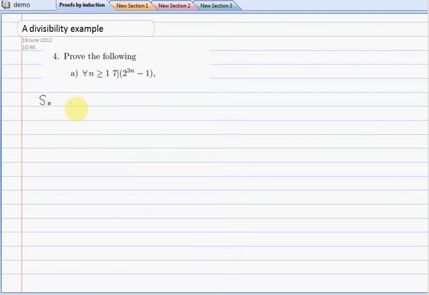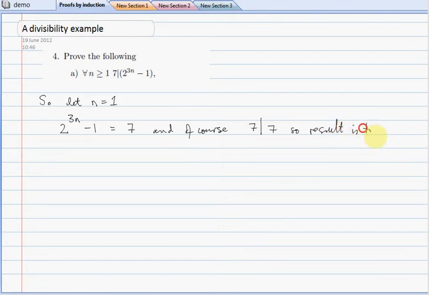So to begin the proof of this, we will let n equal 1 and then examine what the statement is. Well, when n is equal to 1, 2 to the 3 times n minus 1, when you evaluate that, you just get 7. And of course, 7 divides 7 trivially. So the result is true. The result is true for n equals 1.